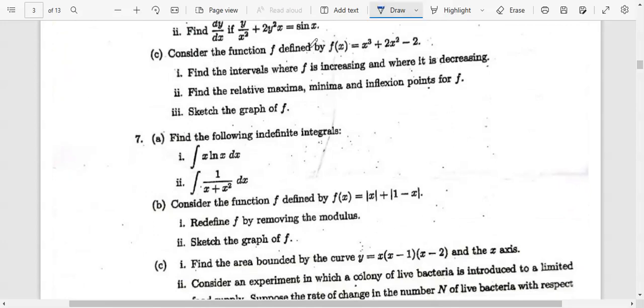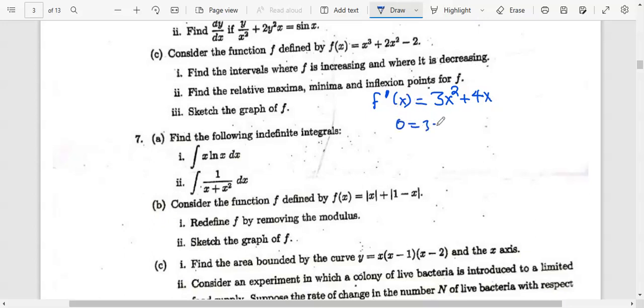Okay. And for this other question here, I'll not even ask if people are good because I know the question. Consider the function f which is defined by f of x being equal to x cubed plus 2x squared minus 2. Find the intervals where f is increasing and where it is decreasing. So to find where it is decreasing and increasing, find the derivative f prime of x. That is going to be drop the 3, reduce the power by 1, drop the 2, 2 times 2, that becomes 4, reduce the power by 1, and then the constant will be 0.